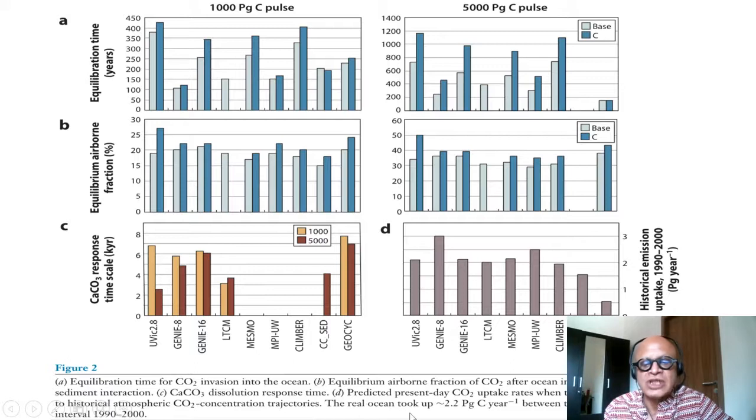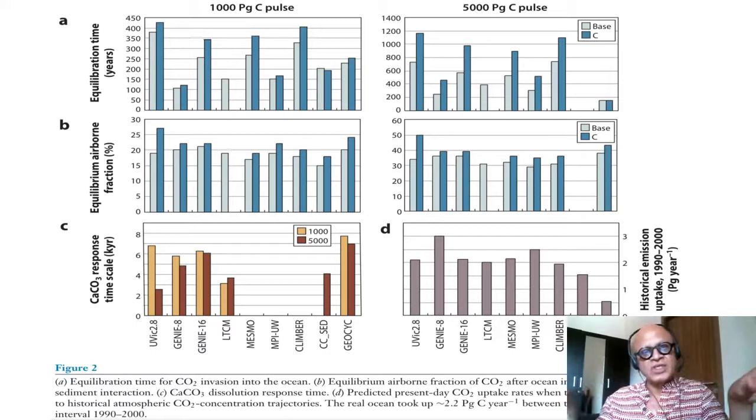So the real ocean now takes up about 2.2 petagrams of carbon per year between the comparable time intervals 1990 and 2000. So the models are constrained in some way, or at least chosen in some way. All I wanted to point out is that you can look at the time scales here. We talked about the residence time and so on. But CO2 in the ocean is complicated.